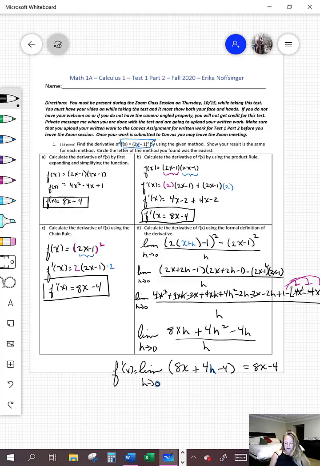And then it says up here, circle the letter. And if you circle the letter, the method that you found was the easiest, you give yourself an extra point. And so for me, I thought part C was the easiest. But that could vary depending on the person.